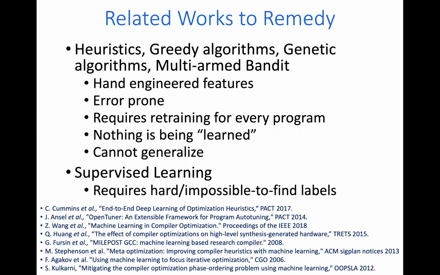Now, there are other methods that can actually learn and generalize, like supervised learning. But the disadvantage of supervised learning here is that it requires hard or impossible to find labels, that, you know, you have to label the performance for every sequence. With the enormous number of sequences, it will be very, very difficult.